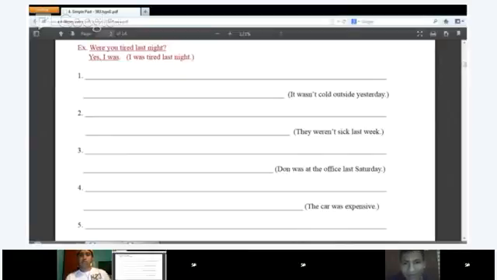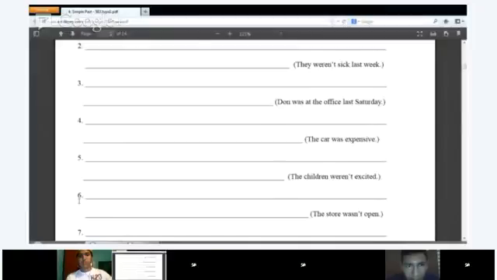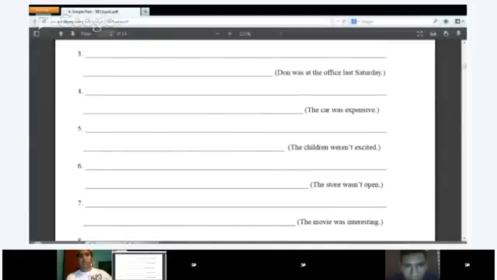Let's go to number 4, please, Ines. Was it expensive, or was the car expensive? Good. Yes. Was the car expensive? Nice question. How about number 5? Now, number 5 is for Igor. Were children excited? Okay, remember to use the article. Were the children excited? Good. Were the children excited?